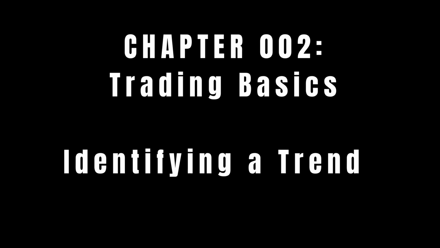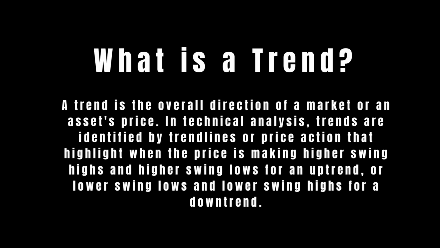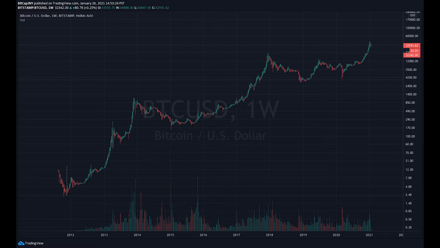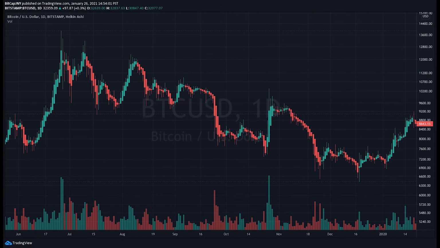What is a trend? A trend is the overall direction of a market or an asset's price. In technical analysis, trends are identified by trend lines or price action that highlights when the price is making higher swing highs and higher swing lows for an uptrend, or lower swing lows and lower swing highs for a downtrend.